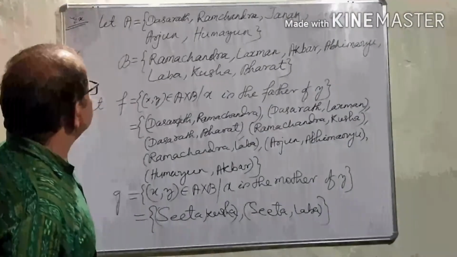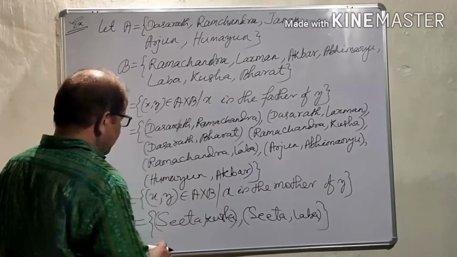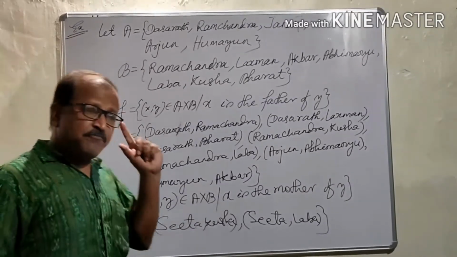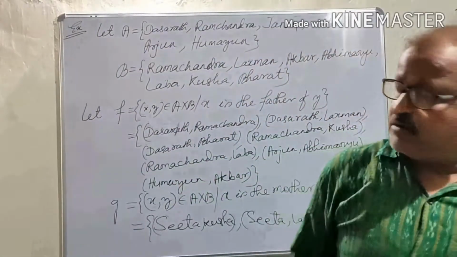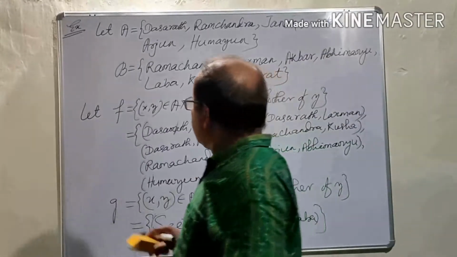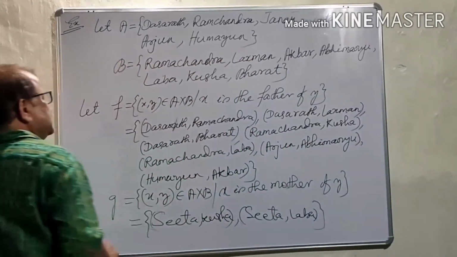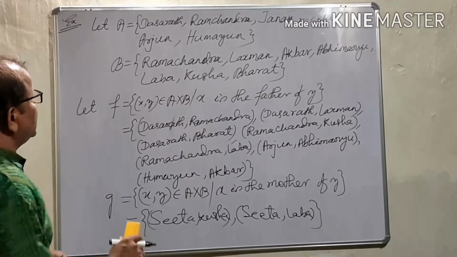Okay. If this is motherhood, then motherhood is a one-many relation. Similarly, with the same set, if we define it like this, what do we get?